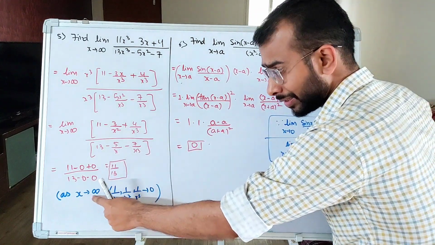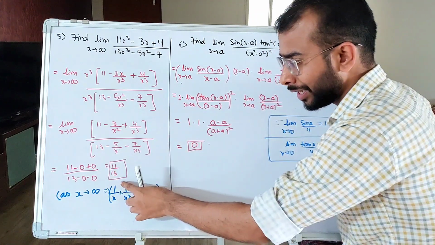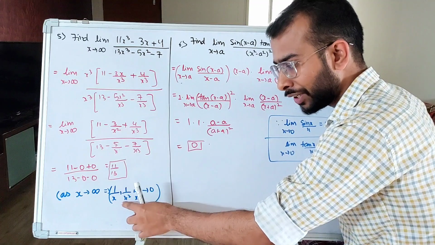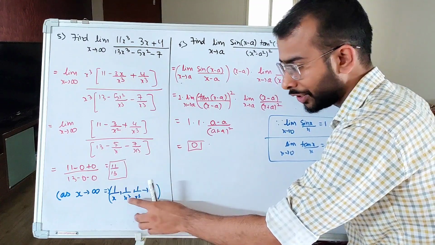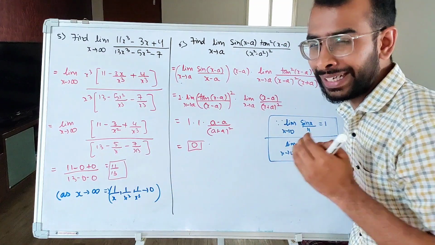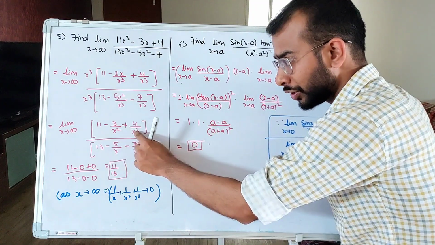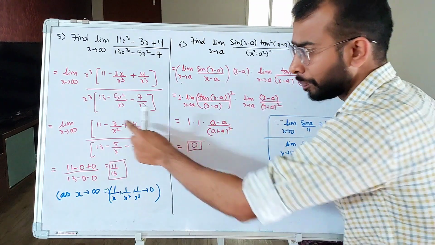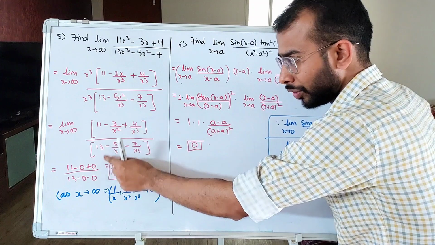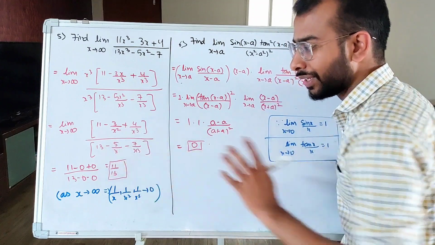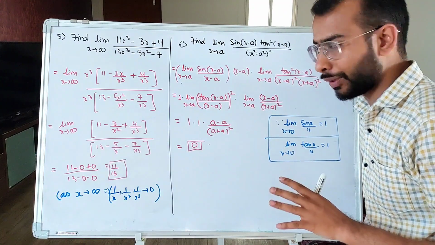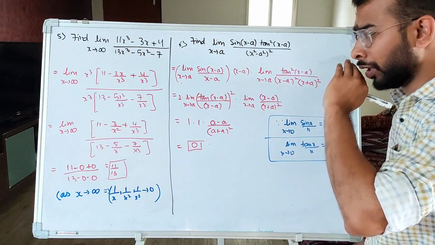Now as x is tending towards infinity, 1 upon infinity, 1 upon infinity square, 1 upon infinity cube would tend towards 0. So these terms would become 0. 11 minus 0 plus 0 upon 13 minus 0 minus 0, which is 11 upon 13. Very easy, everyone. Let's move towards the next question.